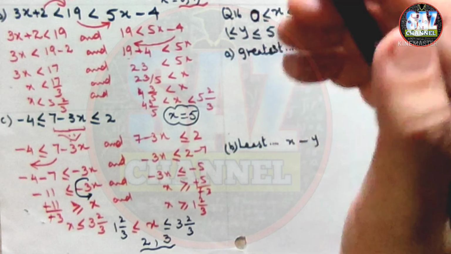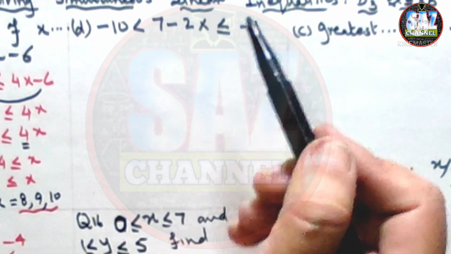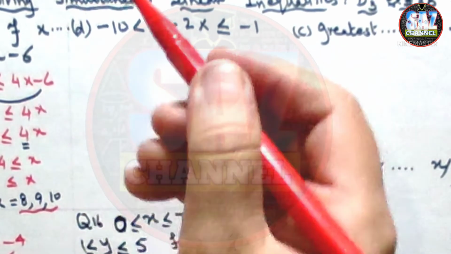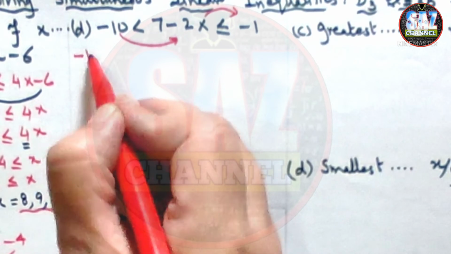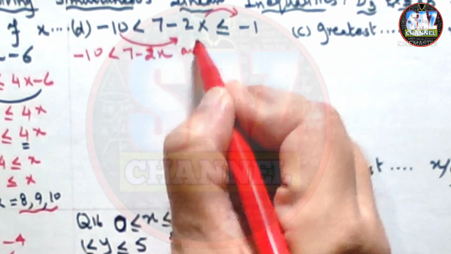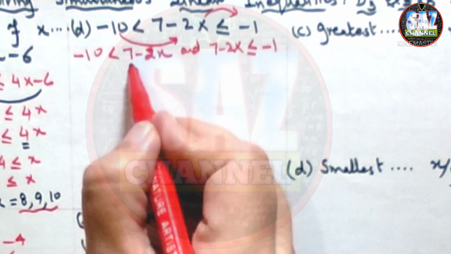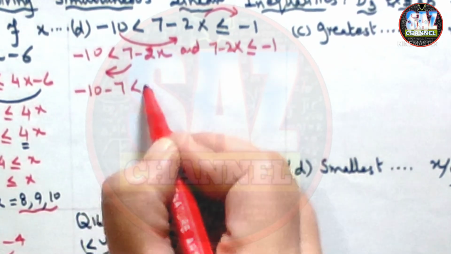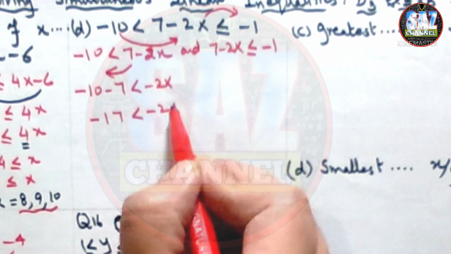Okay, let's move to the next part of the question, that is minus 10 is less than or equal to 7 minus 2x is less than minus 1. So first of all, again, break the given expression into two parts and form two simultaneous inequalities. The question will take the form minus 10 is less than or equal to 7 minus 2x and 7 minus 2x is less than minus 1. And now we have to shift 7 to the other side: minus 17 is less than minus 2x, minus 17 is greater than minus 2x.